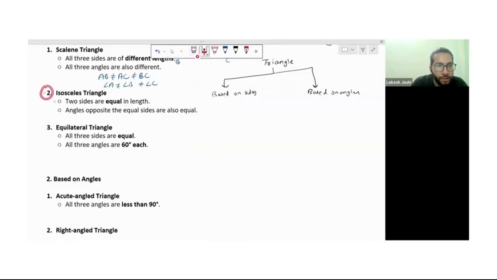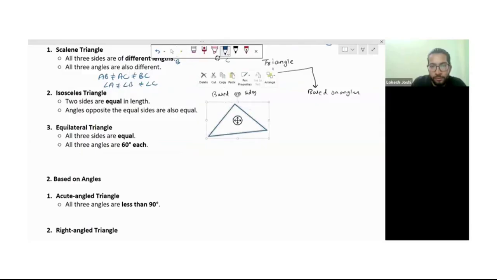In an isosceles triangle, we have two sides equal in length. Not the three, only two sides. So if we draw the isosceles triangle there, then any two sides are equal but the third one is different. Which means in triangle ABC, we have AB equal to AC, but both of them should not be equal to BC.